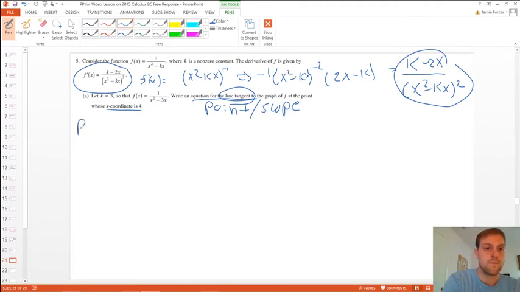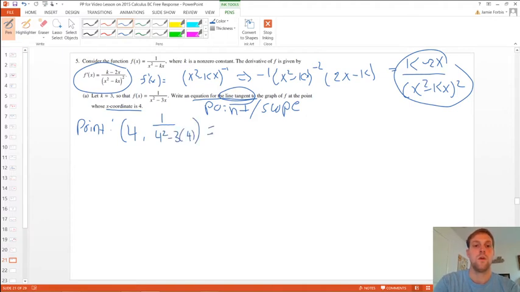We know the x value is 4. If I want to know the y value, we need to plug 4 into this equation. So it's going to be 1 over 4 squared minus 3 times 4, which is 16 minus 12, so 1/4. The point is 4 comma 1/4. Now, the other thing we need is the slope.